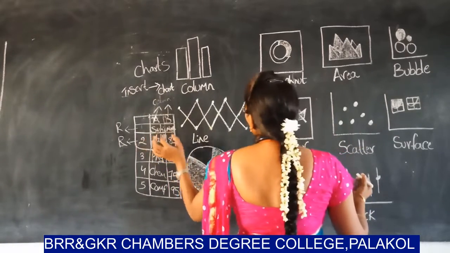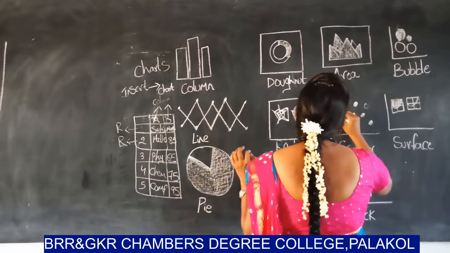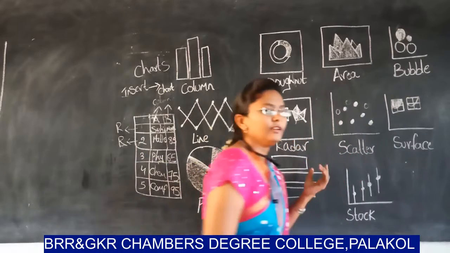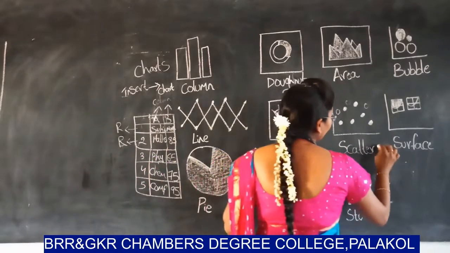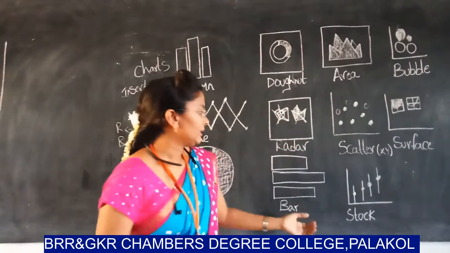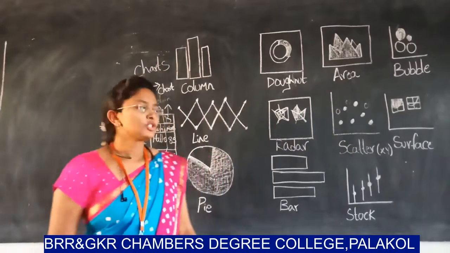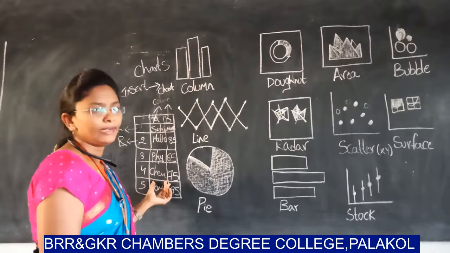If two columns are taken, then it can be represented like here. One is the selected one, one is the unselected one. And the next one here, scatter chart means it will be taken as XY scatter. And then next one is stock chart. For each and every chart we have to take the data.